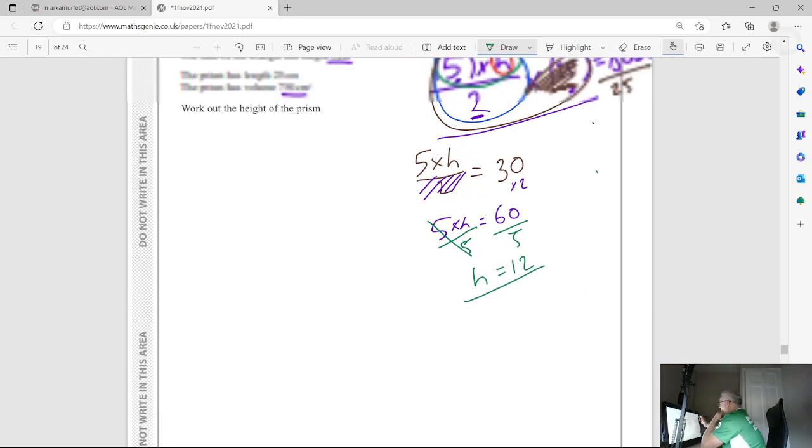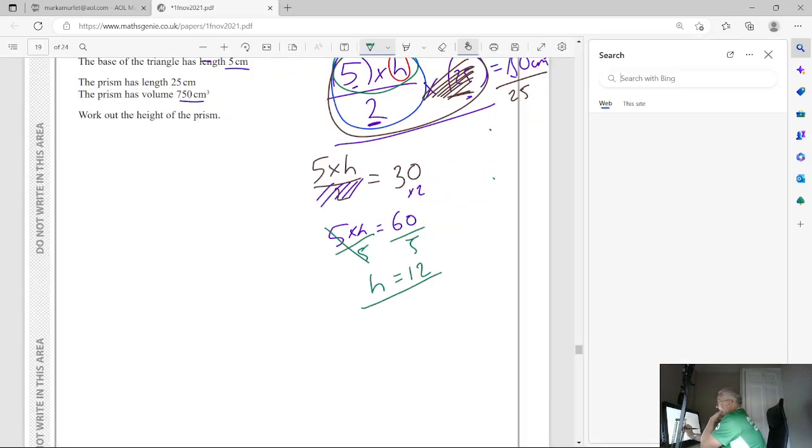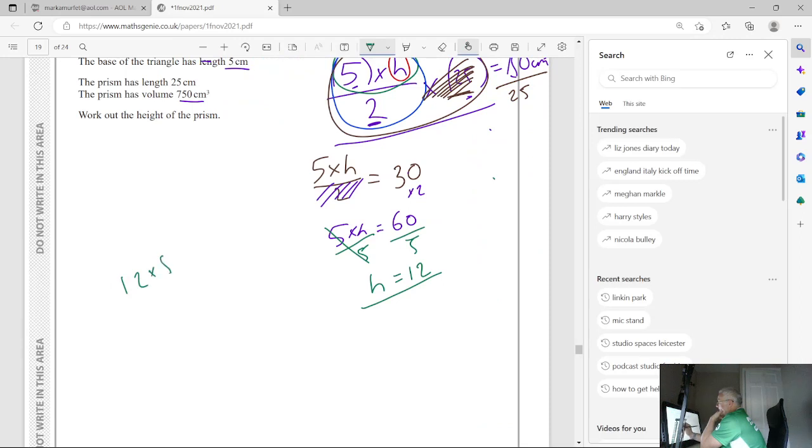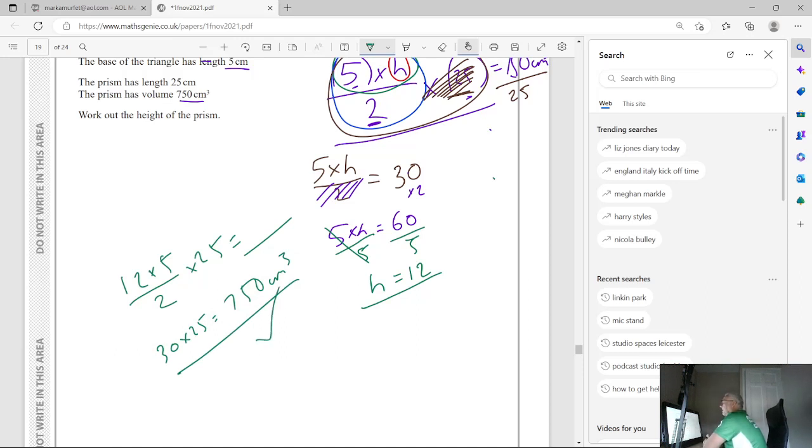If I wanted to check, 12 times 5 divided by 2 times by 25 equals what? 12 times 5 is 60, half it is 30, 30 times 25 gives me 750 centimeters cubed. So that's my check. I can put them back into the equation and see that they work.